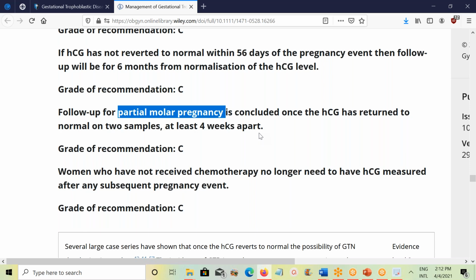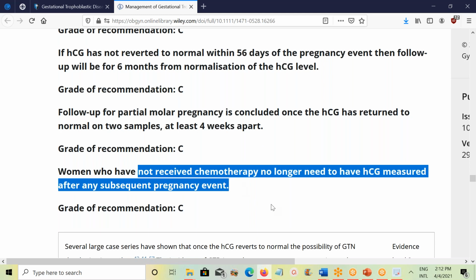Okay. Then women who have not received chemotherapy no longer need to have the HCG measured after any subsequent pregnancy event. You remember before we used to say that everyone has to go for the follow-up. But the guideline says that if you have not received any chemotherapy, in that case you don't have to offer her that in the subsequent pregnancies. That is the point.